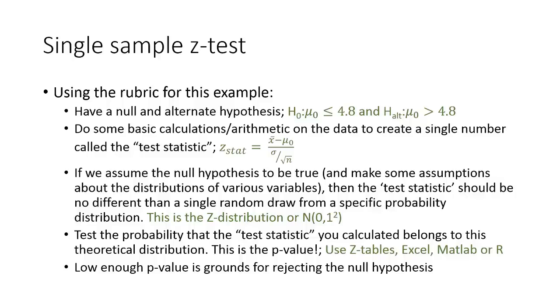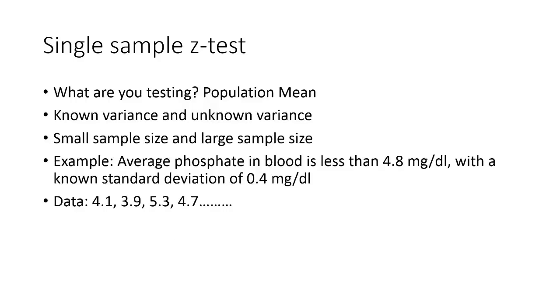Okay. The next step we said is to do some basic calculations, arithmetic on the data, to create a single number called the test statistic. The math that we're going to be doing here is fairly straightforward. We're going to take x bar, which means the sample mean. The sample mean here would just mean that you take these data points and you take their average. So you take all the data points that you've collected and you take their average.